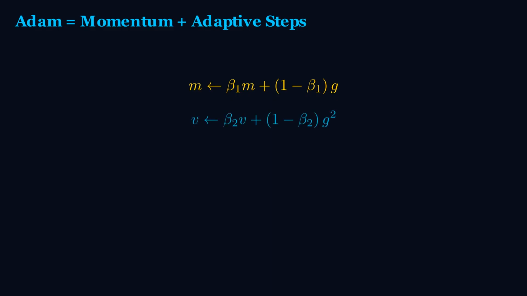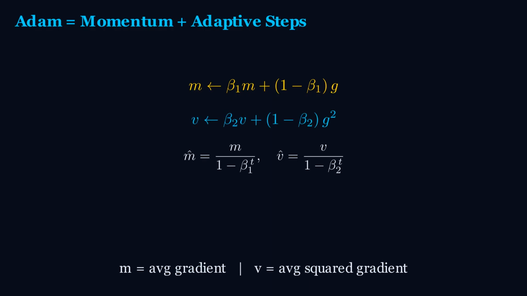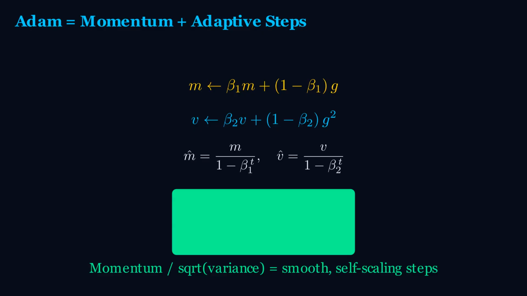Adam combines both tricks. It keeps a momentum term, m, the running average of the gradient, and a variance term, v, the running average of the squared gradient. A small bias correction fixes their startup values. The final step divides the momentum by the square root of the variance. That single update gives smooth, self-scaling steps, which is why Adam is the default optimizer for most deep learning today.